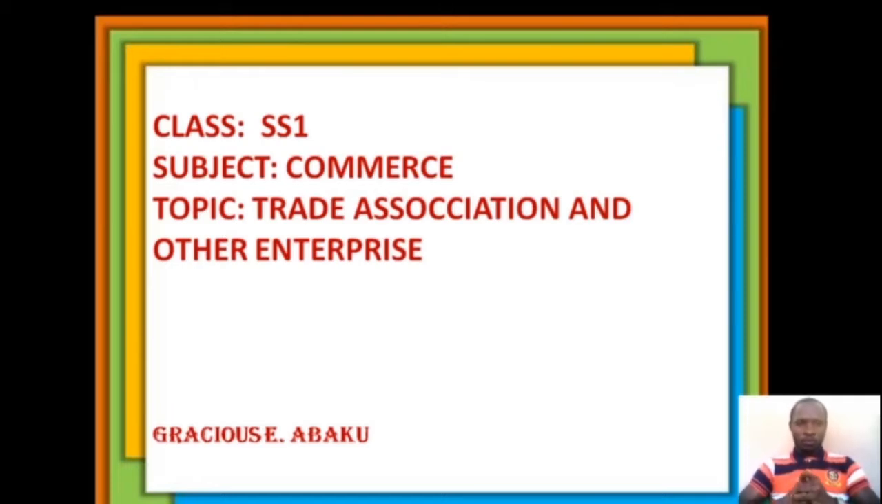Talking about trade association, I believe the knowledge from cooperative society will enable us to understand this very topic better. There are different associations out there, and some of them might be cooperative societies, while some might not be, but their activities are similar to that of cooperative society. So we are looking at trade association and other enterprise.